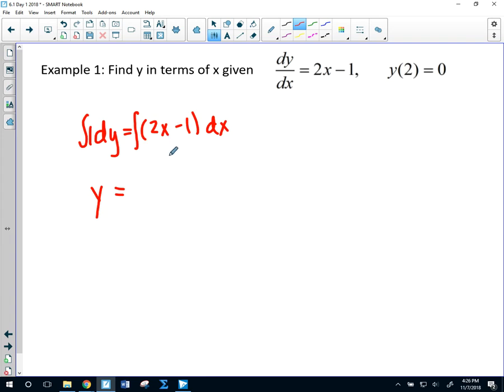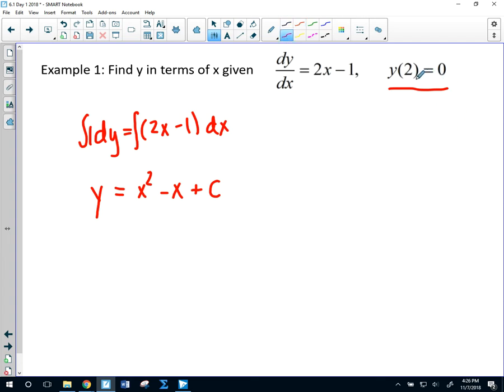And then 2x, when you integrate this, it's in terms of dx on this side. This becomes x squared. And then 1 becomes x. And then, of course, you need your constant. Okay, so this would be fine if I didn't give you an initial condition, and that's why these are called initial value problems.